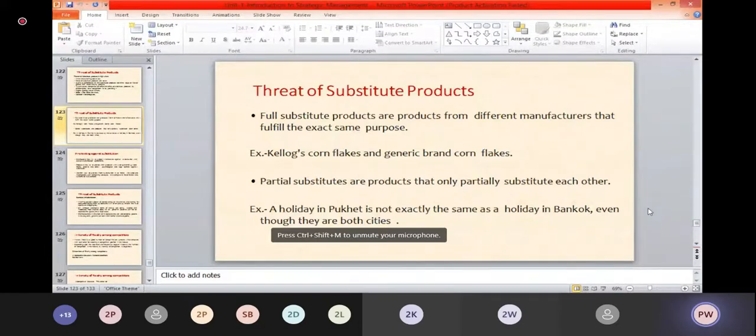Can you quote any other similar examples of products which can be exact substitutes of each other, and some products which can partially be substituted? Any examples from your side?